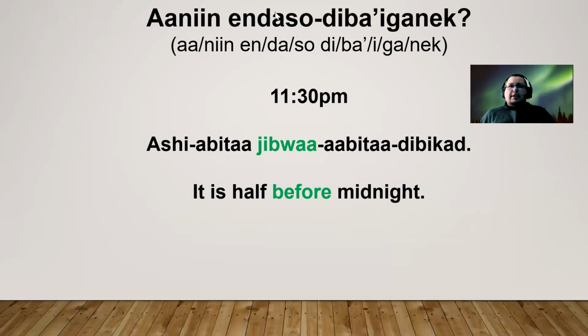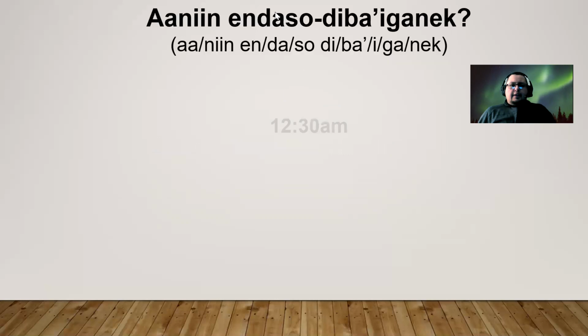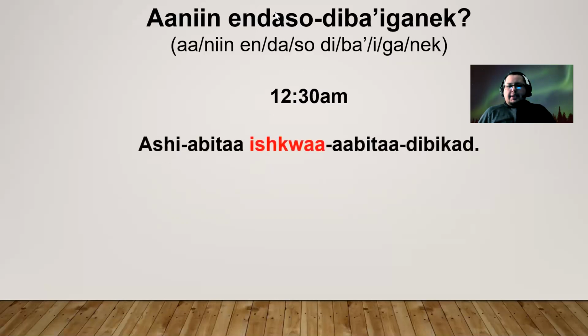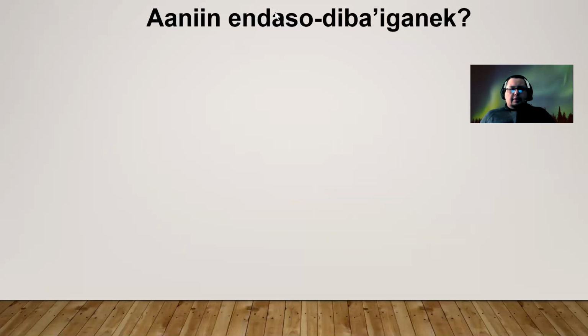So a half an hour is 30 minutes. And so that's how we talk about ashi abita. It is half. Okay. And if it's after midnight, 30 minutes after, we would say ashi abita ishkwa abita dibikad. It is half past midnight. All right.